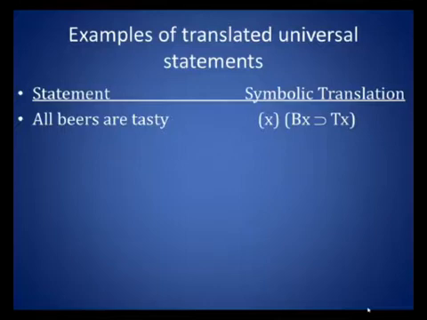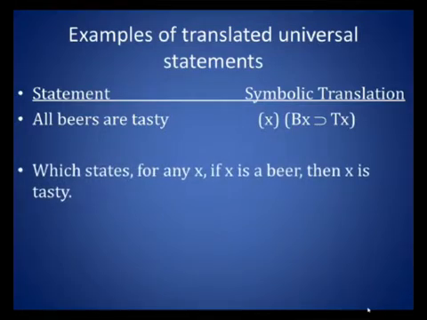Now you might think this is strange because earlier when we were doing singular statements, this statement would have seen beer as a subject and tasty as a predicate. But notice, now that we're doing universal statements and we're quantifying them with the variable x, x sits in for the subject. So both beer and tasty are now predicates. Think about it for a second. If x is a beer, then x is tasty. In that statement, x is a subject and both beer and tasty are predicates. So of course this statement states, for any x, if x is a beer, then x is tasty.